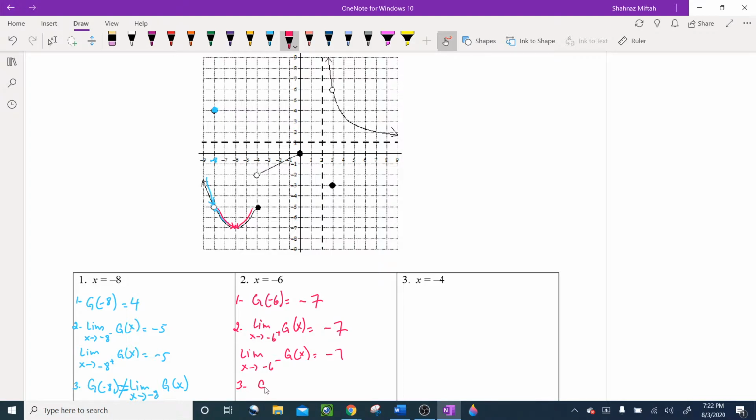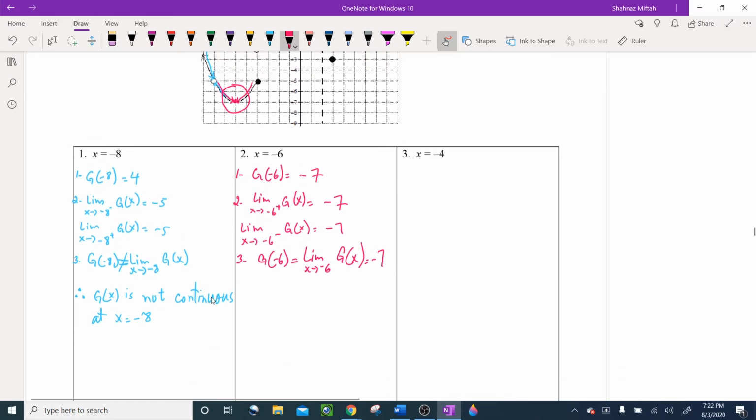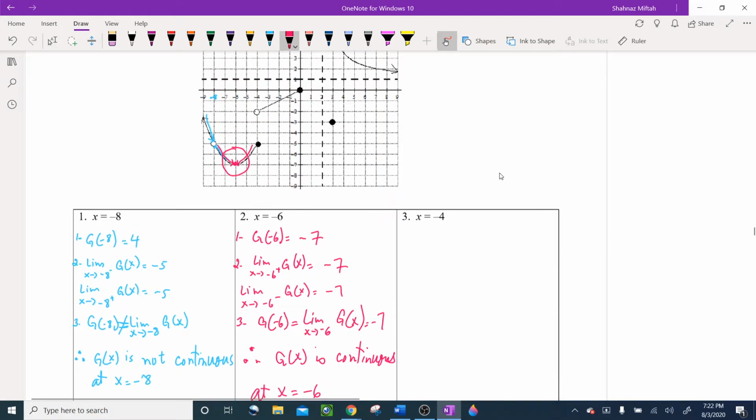The third condition, I can say g of -6 is equal to the limit as x approaches -6 from left and right of g of x, which is equal to -7. Now the function is continuous, and you can tell at -6 the function is continuous. No holes, no breaks, no jumps. So I'm going to say, therefore, g of x is continuous. All my three conditions, we met three conditions. g of x is continuous at x equals -6. Done. Let's try x equals -4.